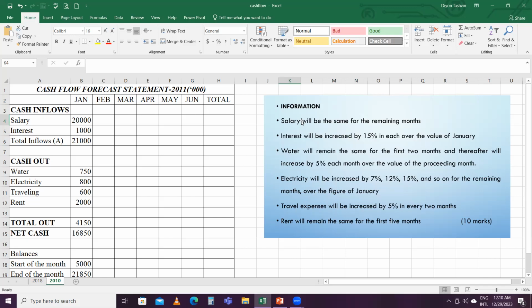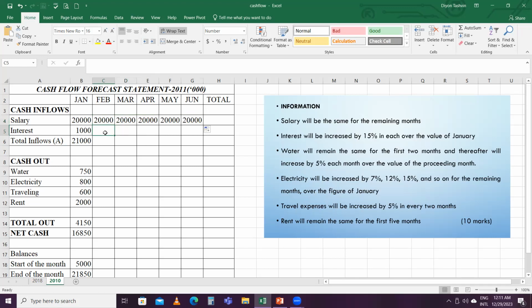So here the first one says salary will be the same for the remaining months, which means salary will be constant for the remaining months. So we have to put the equal sign, then we have to put the absolute sign, or fix the cells. For that, we can use the F4 key on your keyboard. Then drag it up to June.